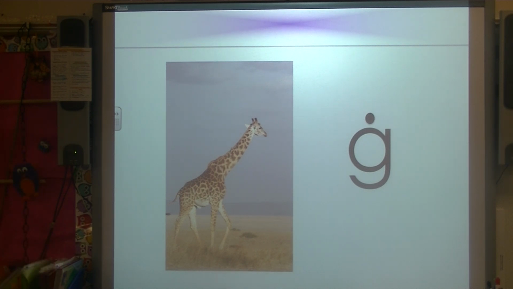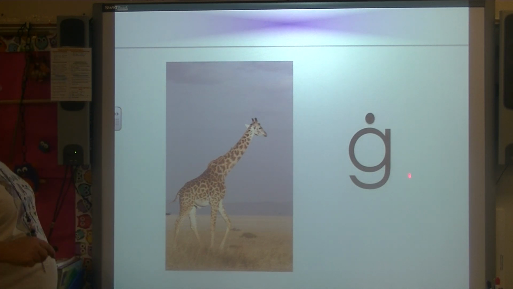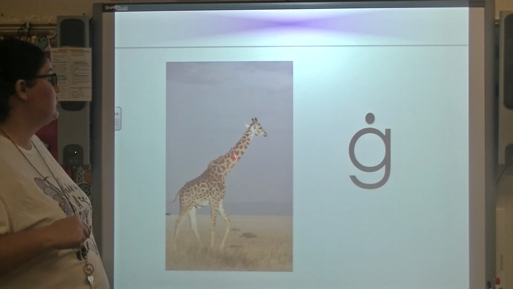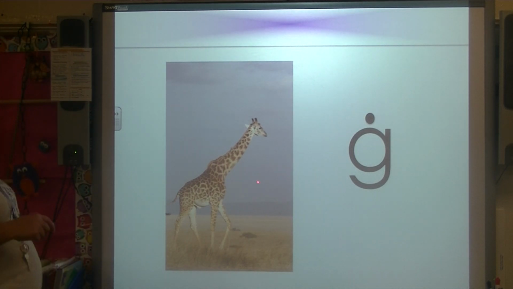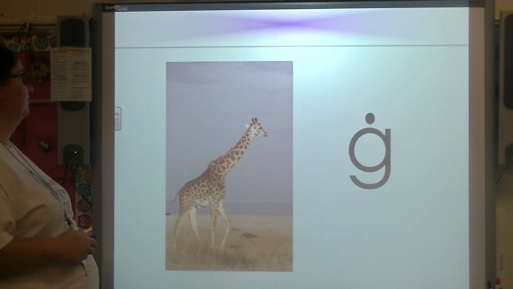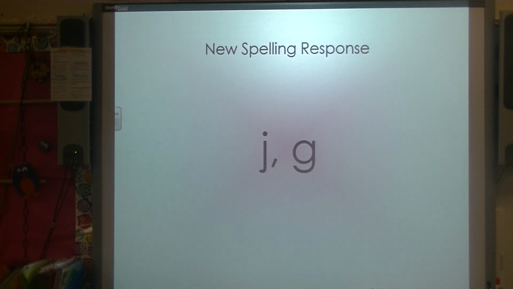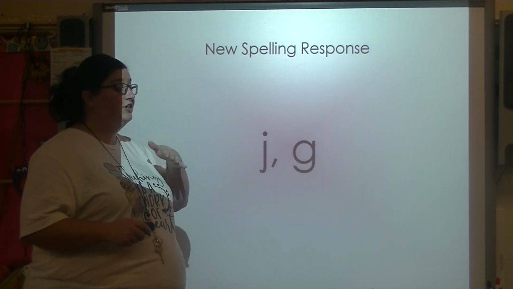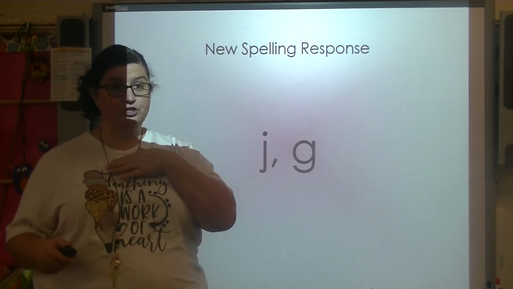It's a giraffe. Listen to it. Giraffe. My turn. Giraffe. Soft G. J. Say it with me. Giraffe. Soft G. J. Your turn. Giraffe. Soft G. J. All right, now, when you are responding to echoes, when I say my turn, J, you say, yes, J.